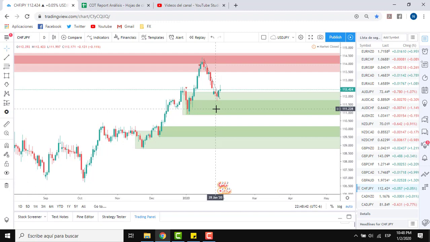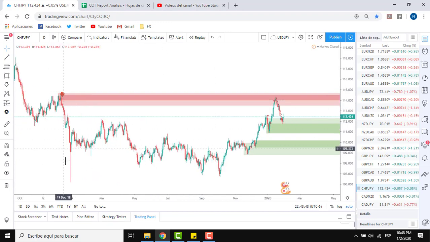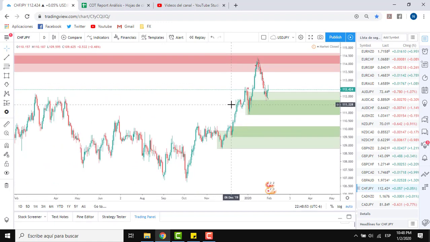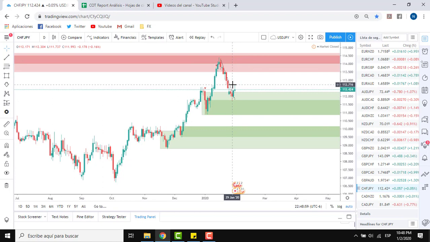We follow the institutions, and we know that they sell here because we have this huge drop, and we know they bought here because we have this very nice and strong imbalance. So that's pretty much the concept of supply and demand strategy, supply and demand methodology, and that's what we have for this pair. Let's check another.